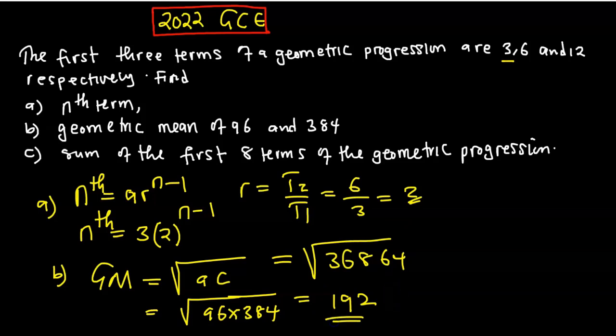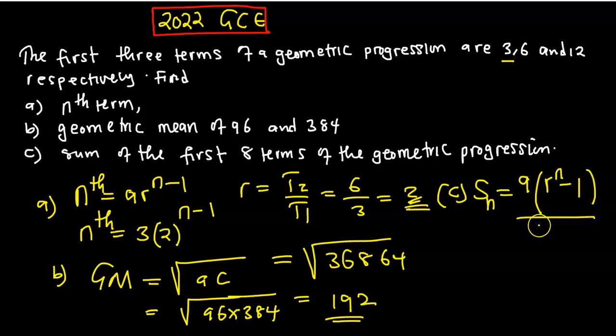Then now let us proceed to look at question C. For question C, the sum of the first 8 terms of the geometric progression. So now, in finding the sum, we are going to refer to the common ratio. The common ratio is greater than 1, so we are going to use this form. The sum of n terms, we are going to say A times R to the power n minus 1, over R minus 1, since it's greater than 1. So it's the one that we are going to use.